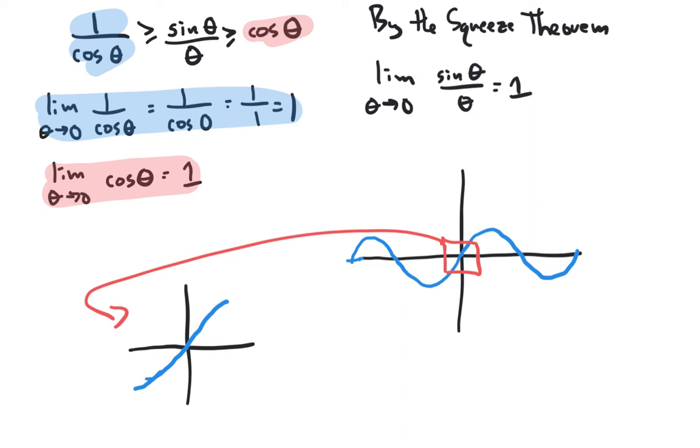What does the line y equals x look like? Well, that looks like a straight line at 45 degrees going through the origin. So as you get closer and closer to 0, sine of x starts to look a lot like x. And that's what this limit is telling you.